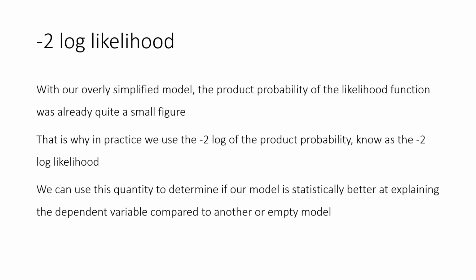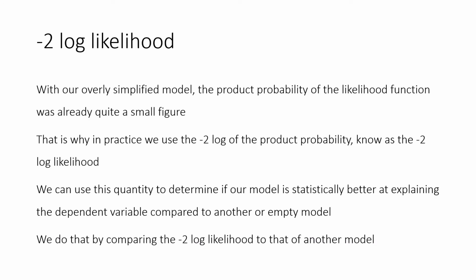We can use that quantity to determine if our model is statistically better at explaining the dependent variable compared to another model, or for instance, an empty model, just like we did with linear regression. So it's a bit different in terms of explaining variance. In this case, we look at how much better it predicts probabilities when we compare it to a model that doesn't have any variables or a different set of variables in it. And we do that by comparing the -2 log likelihoods of each model. So we take the -2 log that we just saw, and we take the -2 log of another model, and we compare the two.